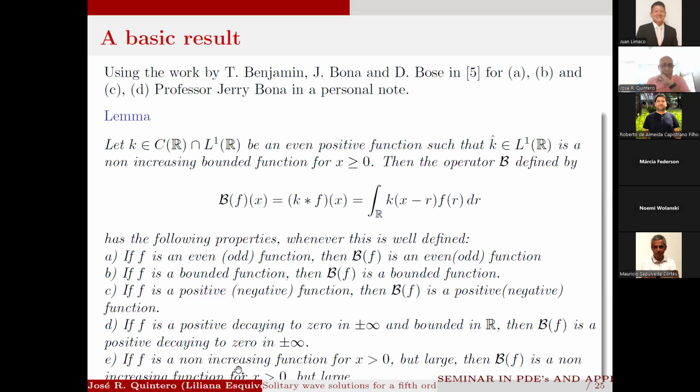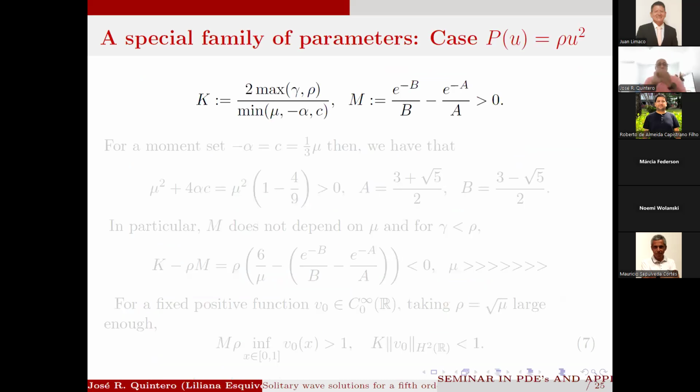Now, I was able to prove that if f is a non-increasing function for x large, then bf also has this property. So this is very important, because if we put something in this class, we will stay in that class. So this is very important for the discussion here.